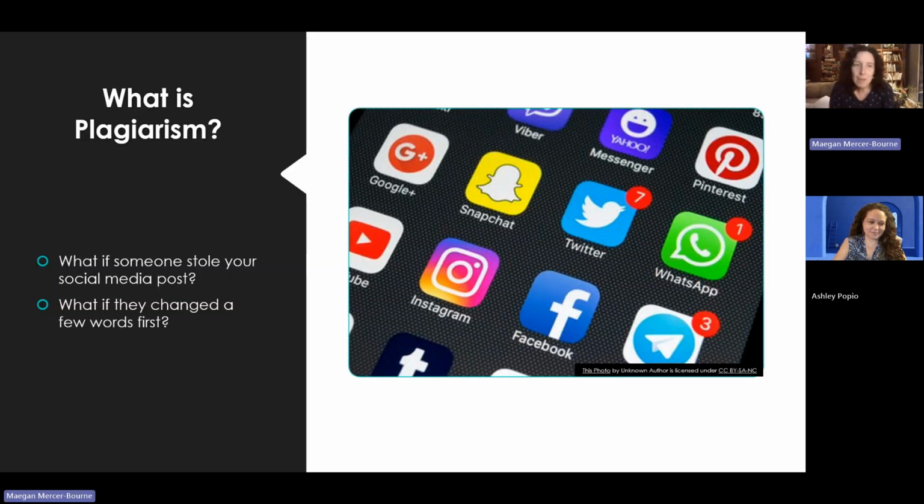All right, so now we're going to talk a little bit more about what plagiarism is. As I mentioned before, anytime when you take someone else's words or ideas and try to pass them off as your own without notating that in some way, that is plagiarism. So for example, even if someone changed a few words from a social media post of yours, that would still be plagiarism. You would recognize, hey, I just posted that and now you've stolen it. That was my meme. How dare you?